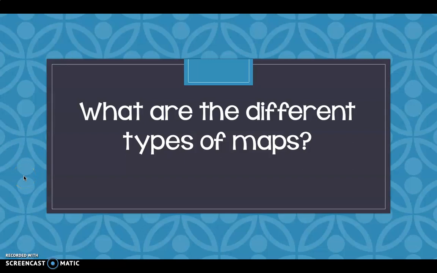Friends, today we are going to learn about all the different types of maps. What are the different types of maps? Well, let's find out.